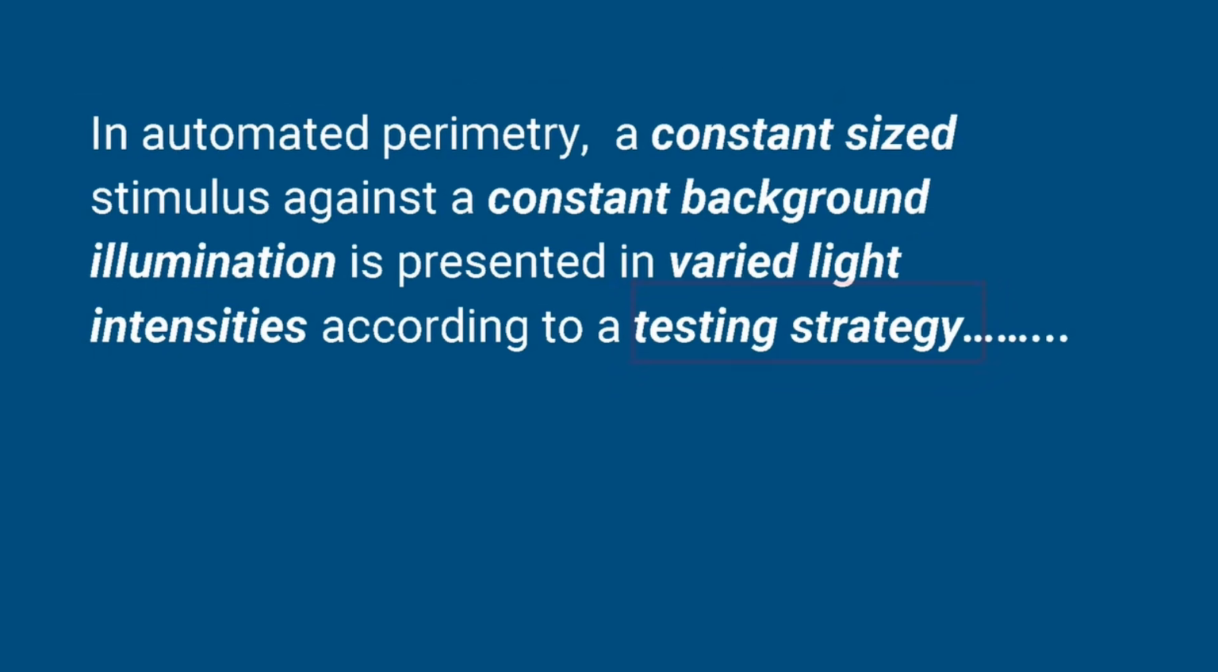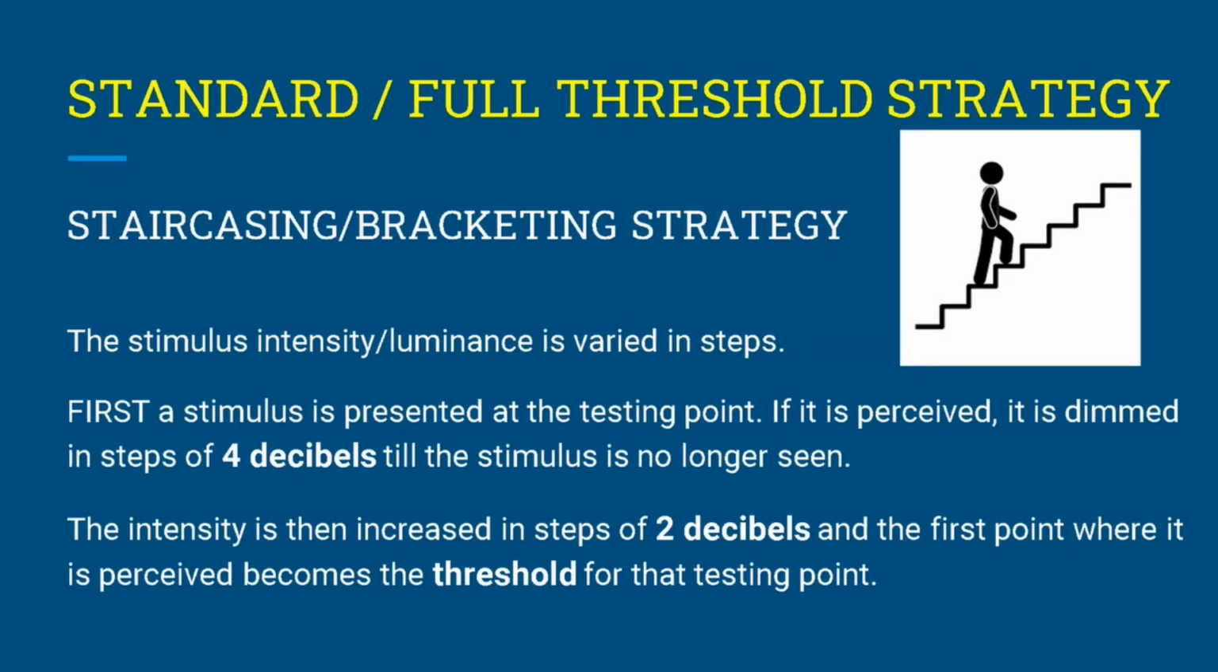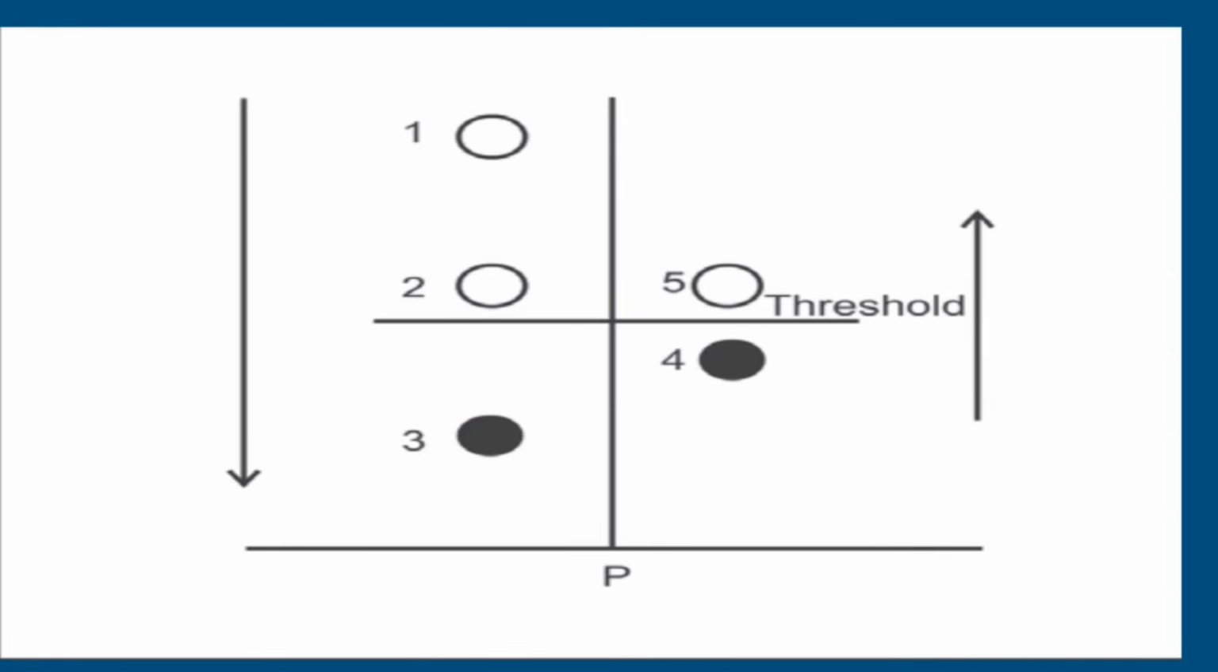In automated perimetry, let's talk about the testing strategy. The full threshold strategy is the standard strategy. In this, the stimulus intensity is varied in steps. First, the patient is given a stimulus. He sees it. Now the light intensity is dimmed by 4 decibels and the process is continued till the patient can no longer see the stimulus. This is represented here by the dark circle.